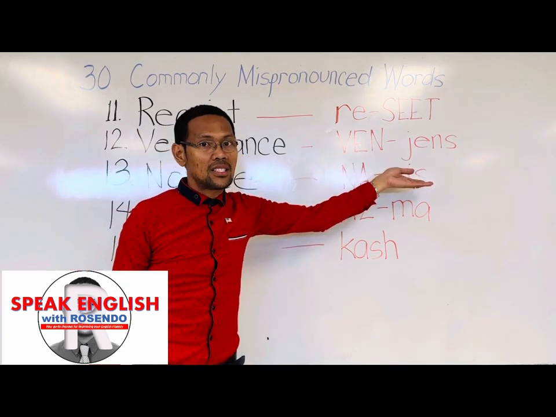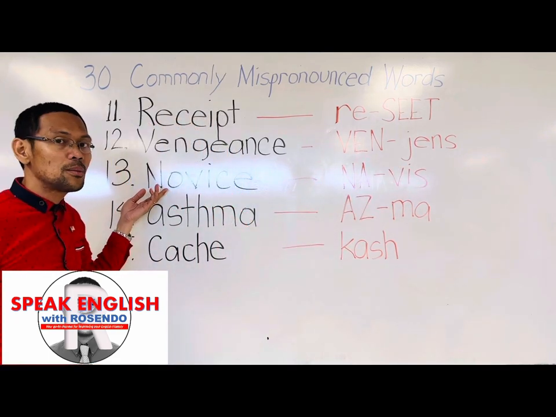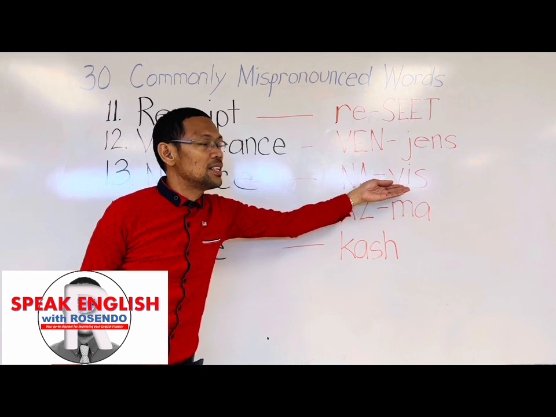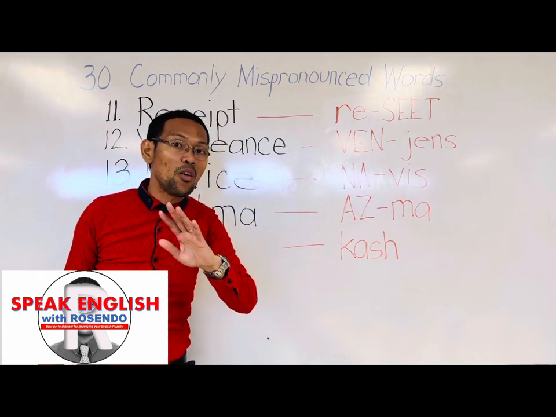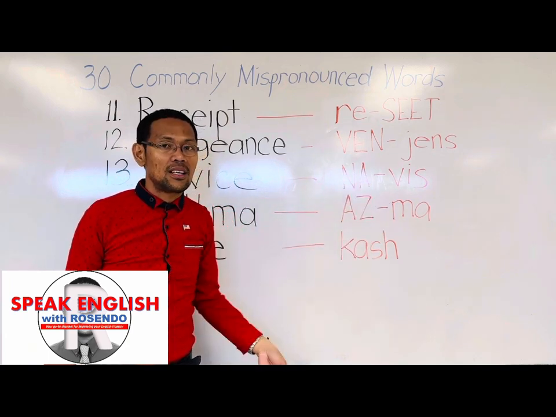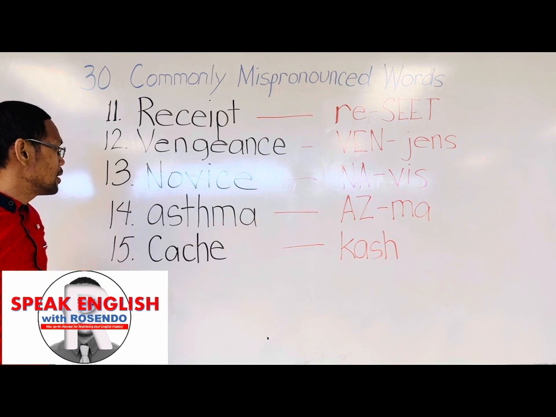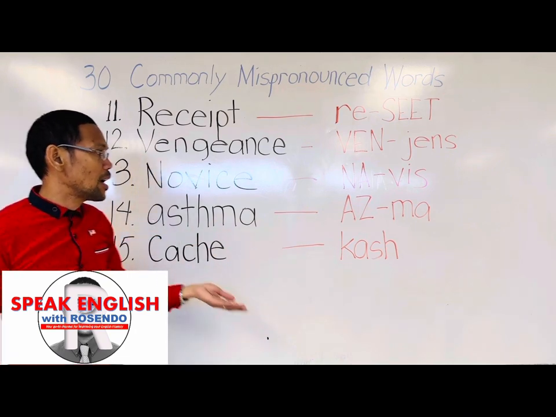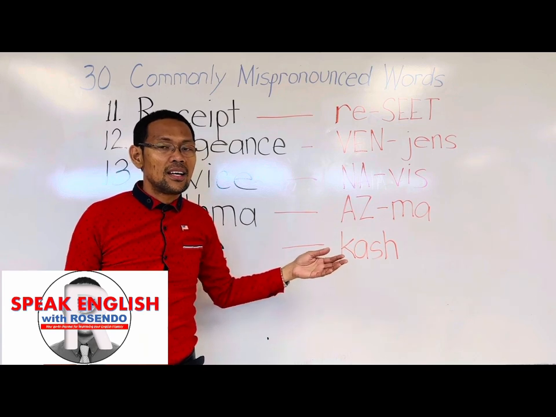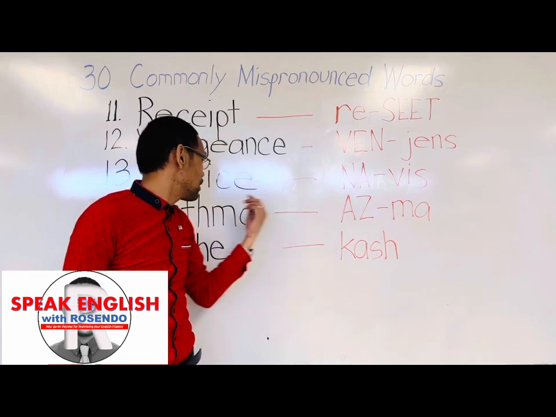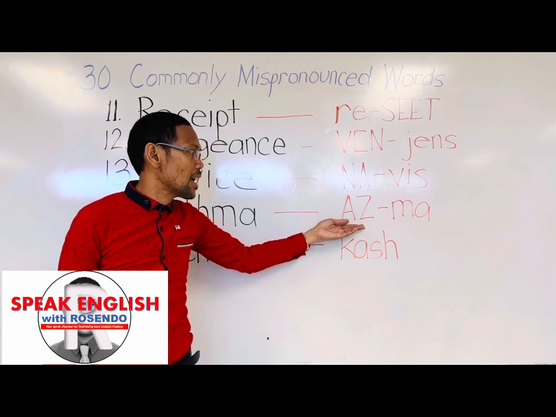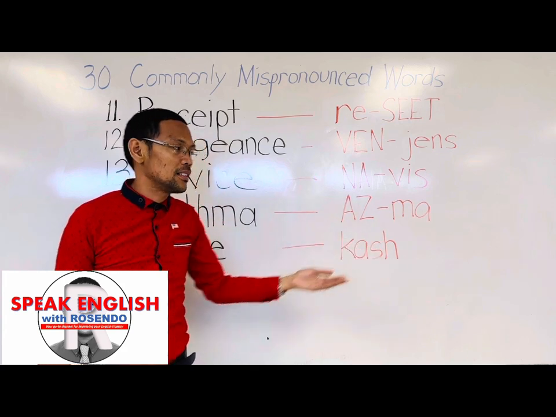Okay, next we have another two-syllable word, which is pronounced as navis, novice. We don't say novice the other way, but we say novice, a beginner. Then we have another two-syllable word, which is pronounced as asthma. She has an asthma. There is no th sound being sounded, but it's actually asthma. Okay, asthma.